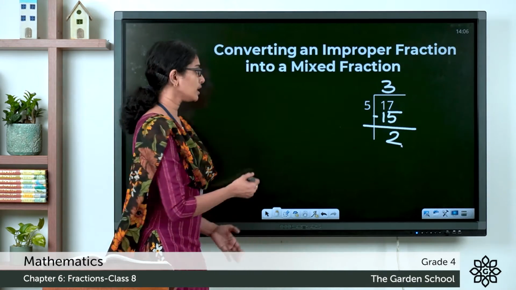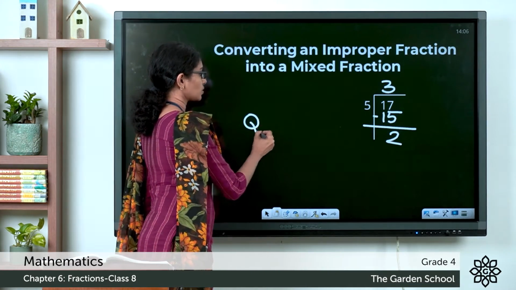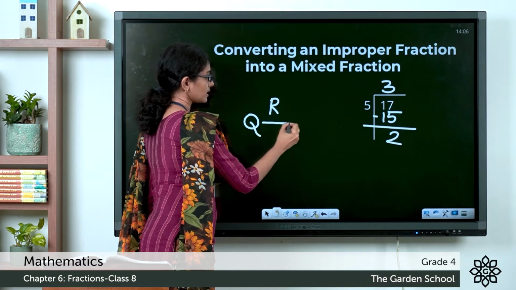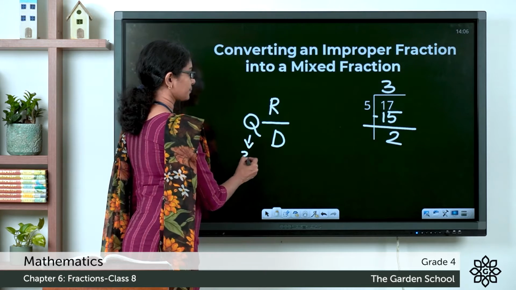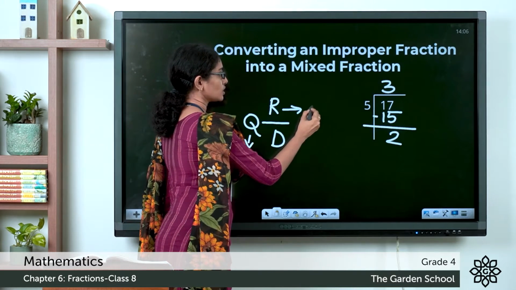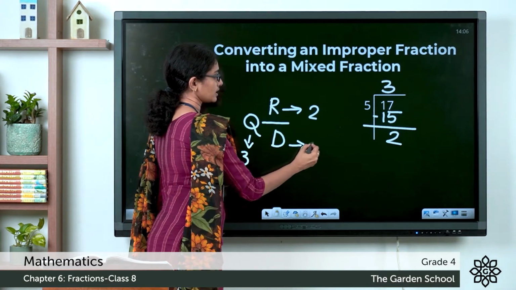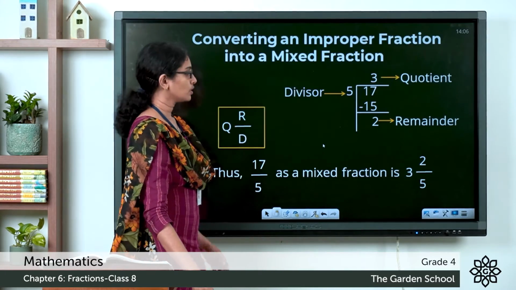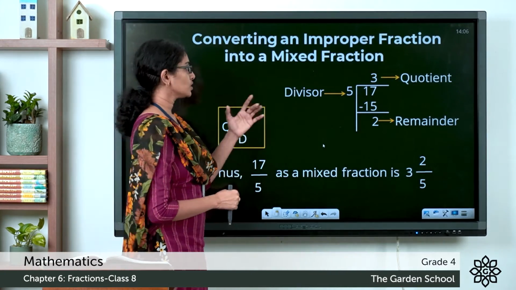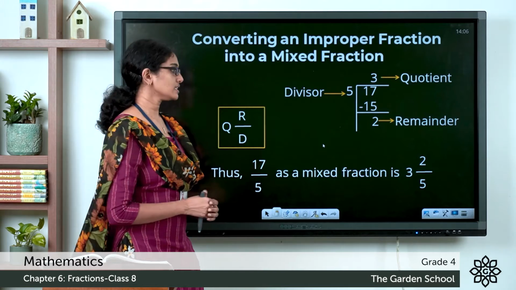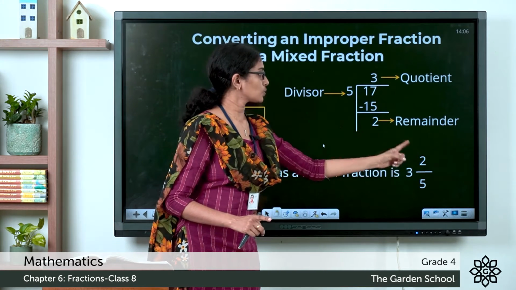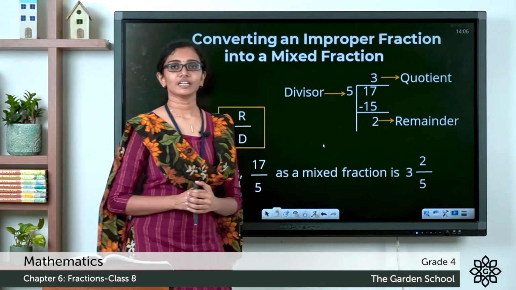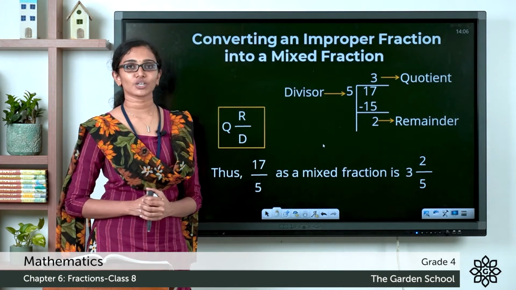So what is the formula for writing a mixed fraction? The quotient, remainder by the divisor. The quotient here is 3 and the remainder here is 2 and the divisor here is 5. So the corresponding mixed fraction to this given improper fraction is 3 2 by 5, where 3 is the quotient, 2 is the remainder and 5 is the divisor. Hope this is clear to you.